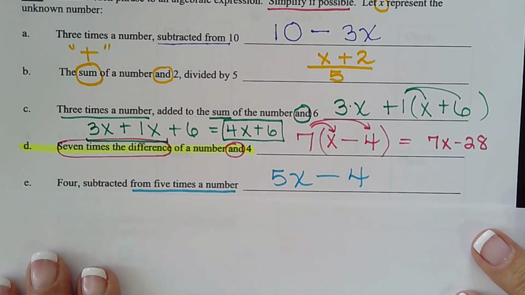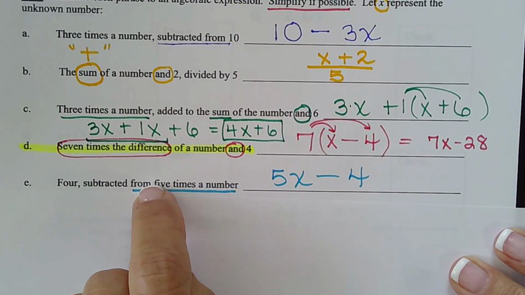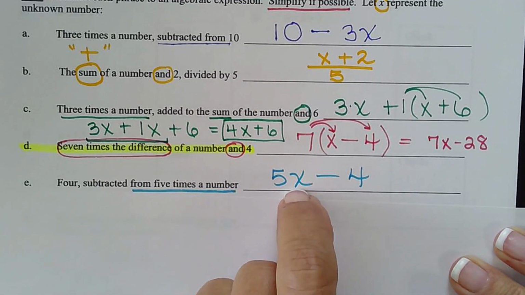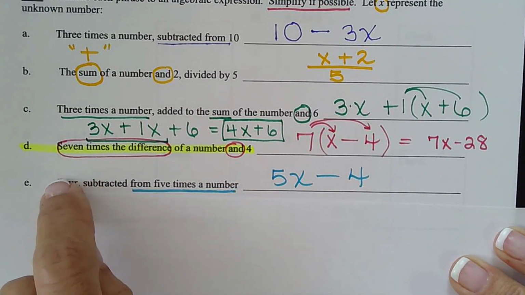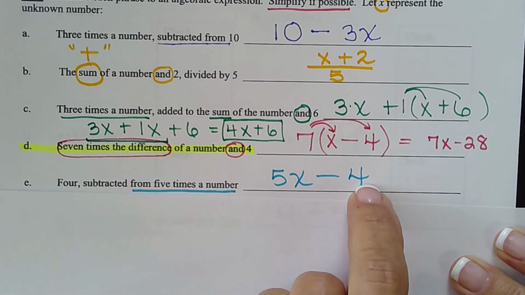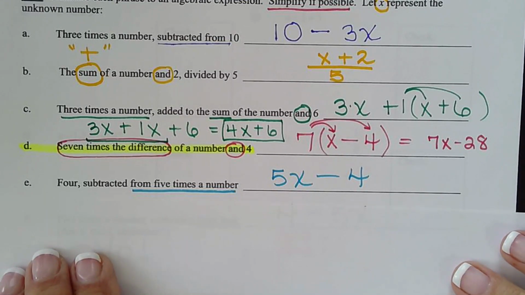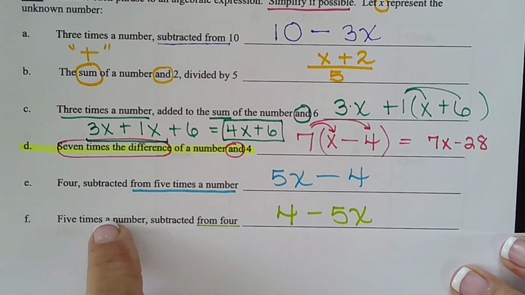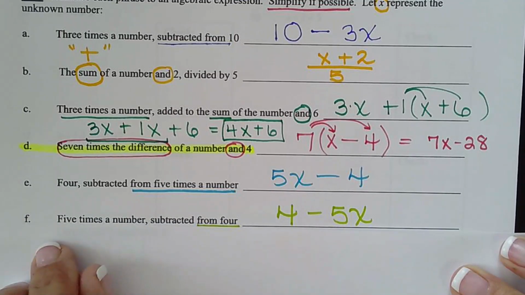Okay, part E. 4 subtracted from, there's the "from" again. So 5 times a number must go first. 5 times a number, 5x, and 4 is subtracted from that. So minus 4. And then the next one's just the opposite. 5 times a number subtracted from 4. So 4's first, minus 5x.